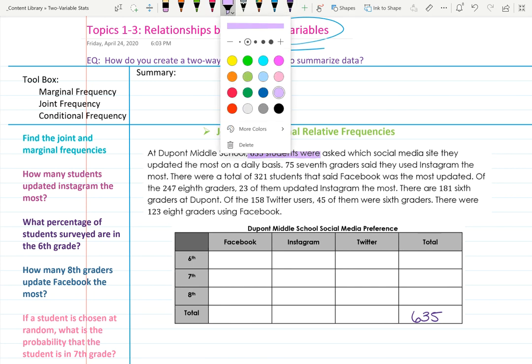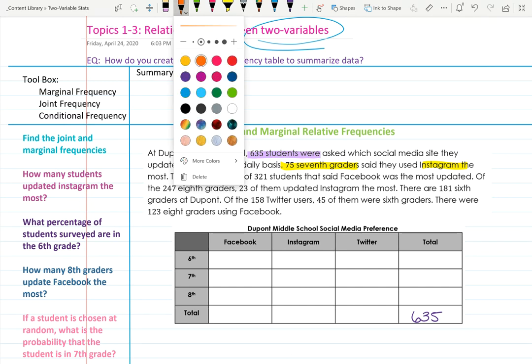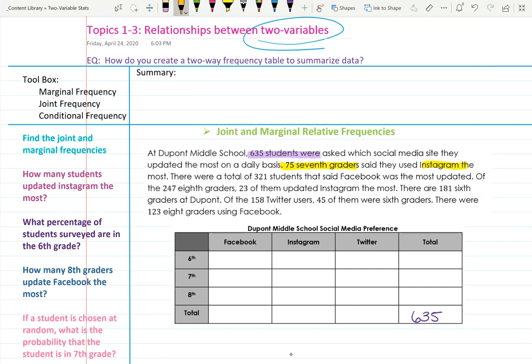Then we have 75 seventh graders said they used Instagram the most. So we've got 75 seventh and Instagram. Be careful, make sure you're paying attention to both of your headings. There were a total of 321 students that said Facebook was the most updated. So a total, and we're looking at Facebook, and I put that in my total.